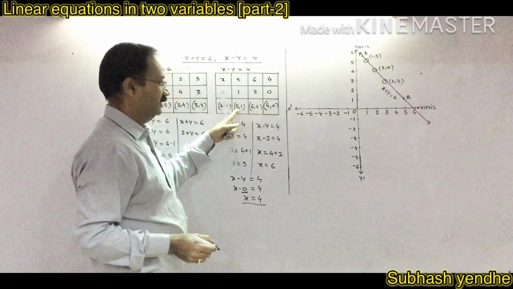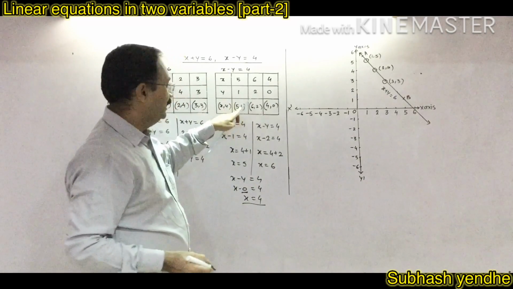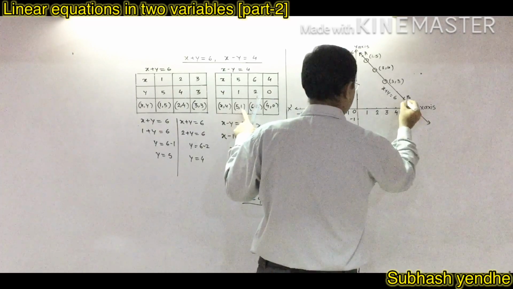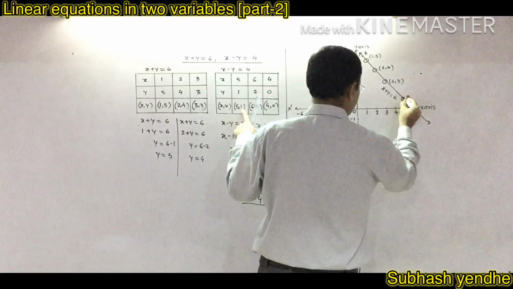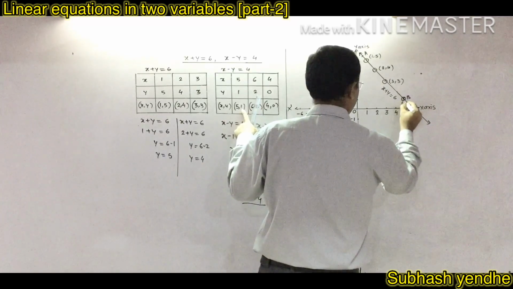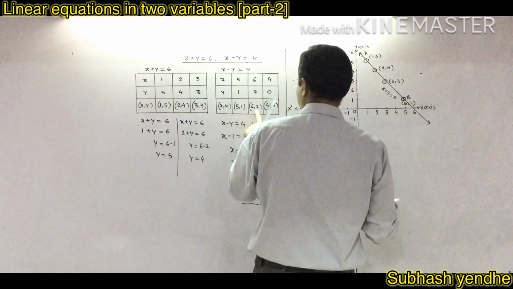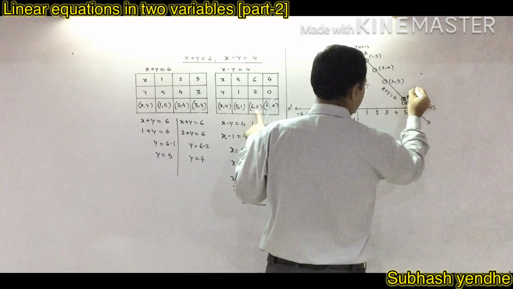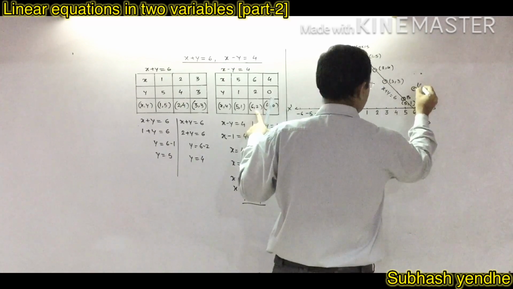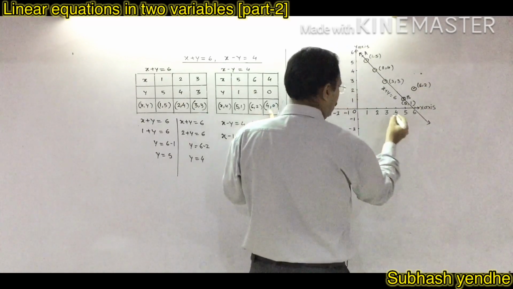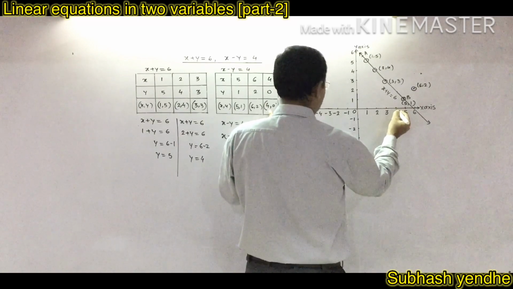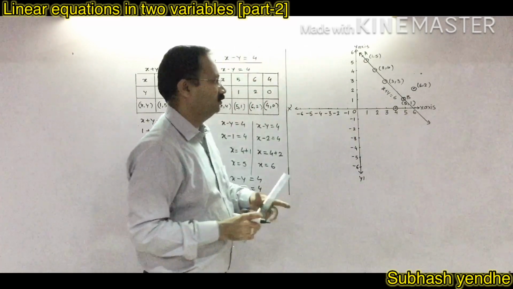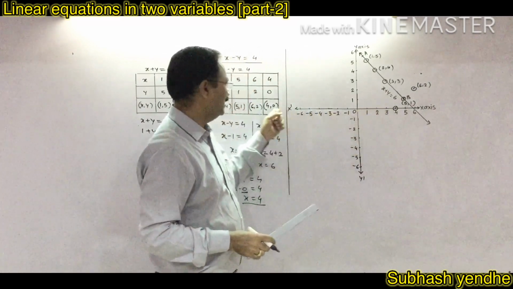Now you have to plot this one. Here the 5 and 1: the x coordinate is 5 and the y coordinate is 1. And then 6 and 2. Here is the 6 and 2. And then 4 and 0. Where is 0? We cannot take the 0 of y, so you have to plot this point on the x-axis because y is 0.